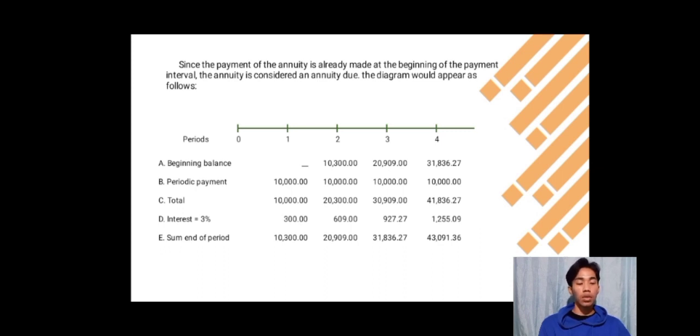So, in the next quarter, the fourth quarter, his beginning balance is 31,836.27. Because the periodic payment interval has started, he paid 10,000 and the total money is 41,836.27. He earned 1,255.09 because of the 3% interest. The sum at the end of the period is 43,091.36.